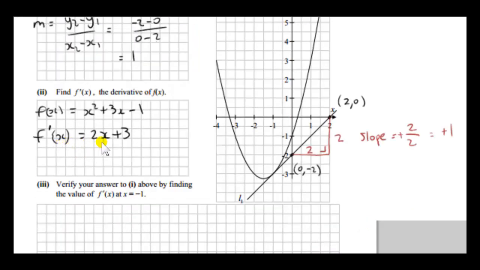Now we know from previous videos that the derivative of a function is the slope of the curve. It's the slope of the curve at a general point x. It's the slope of the tangent to the curve at the point x, but the slope of the tangent to the curve is the same as the slope of the curve.